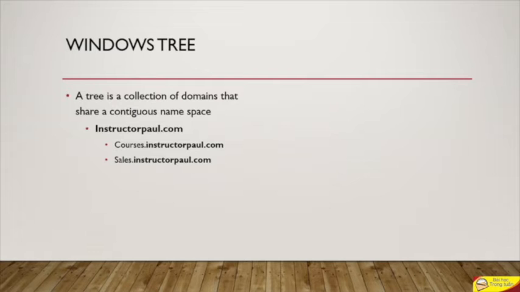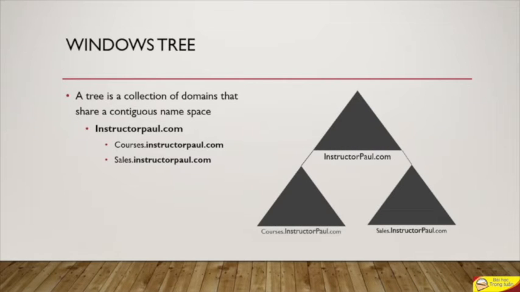Now I have kind of a graphical representation of that here. You can see, instructorpaul.com, and then that is linked with a subdomain, courses.instructorpaul.com, and there's also the subdomain sales.instructorpaul.com. This would be a tree because it's a collection of domains that share contiguous namespace. It doesn't have to be 3 domains, it could be 2, but just in this reference we use 3. It could be 5 domains, and it can be as deep as you'd like it to be, but it needs to at least be 2 domains.